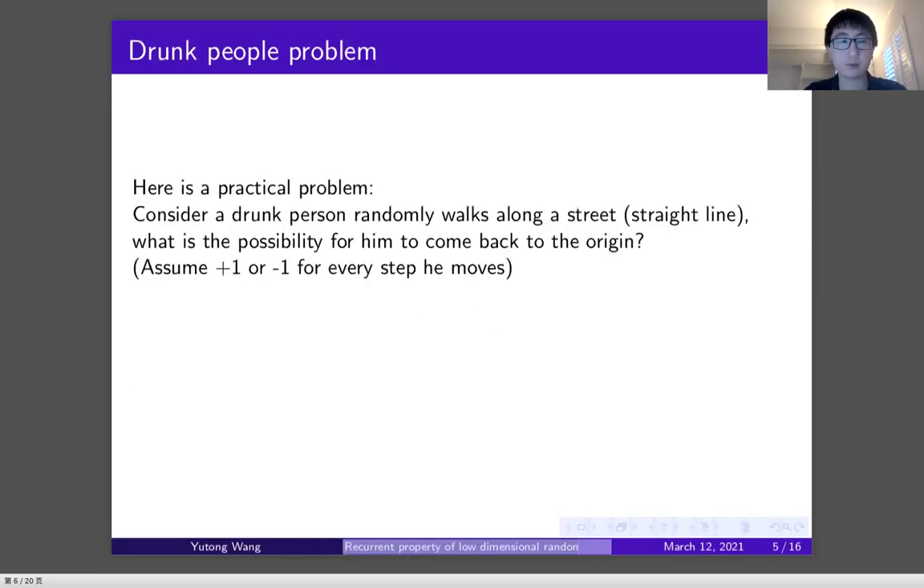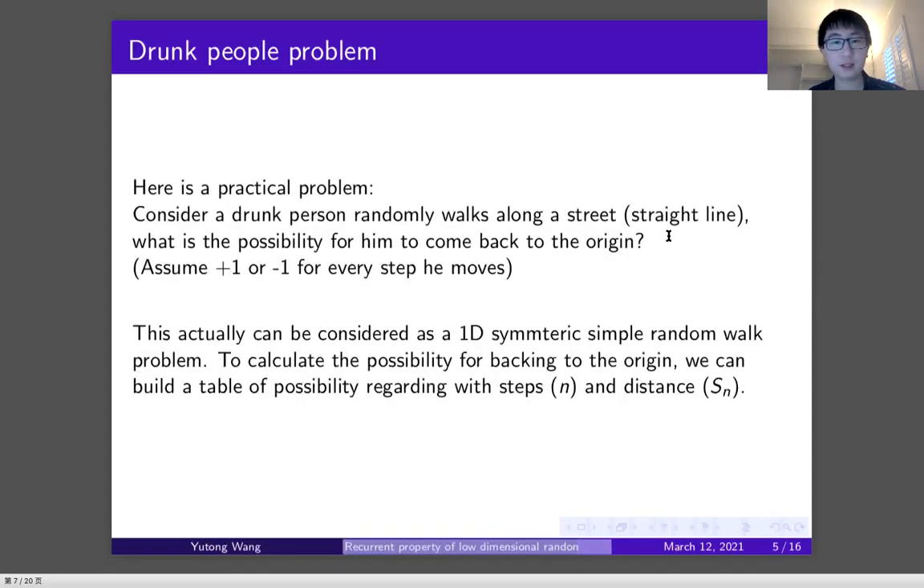So here we need to talk about the drunk people problem. Consider a drunk person randomly walking along a street, which means he walks along a line, where we can consider this as a one-dimensional symmetric simple random walk. So the question is, what is the probability for him to come back to the origin? We can assume the steps he walks is n and the distance he walks is S_n.